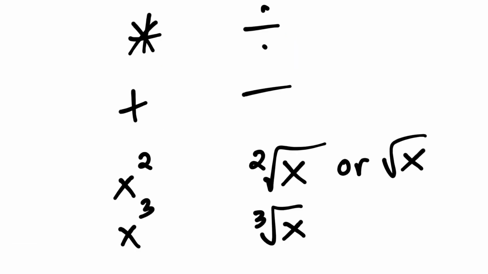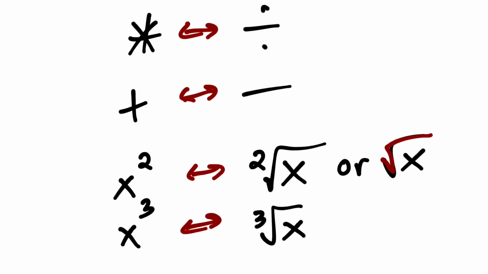For one-step equations, we have to remember the opposite operations. If we want to undo multiplication, we do that with division. If we want to undo addition, we do that with subtraction. If we want to undo a square, we do that with the square root. Notice that if there's ever a radical that does not have a number, by default, there's actually a 2 there. And if we want to undo a cube, we can do that with a cube root, and vice versa.